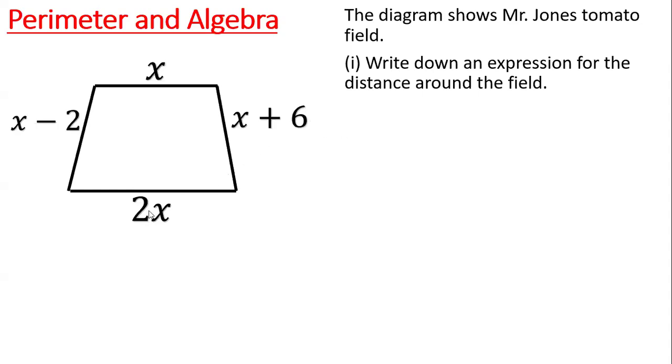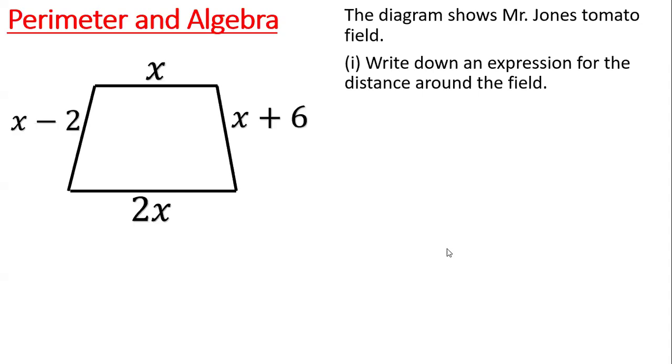So what do you think the answer is? Is it going to be 6 plus 2 minus 9? Well, what's it going to be? Genesis says, I really don't know. Okay. Mr. Petit, I think I know what it is. What do you think it is? I think it's x plus x minus 2 plus x plus 6 plus 2 times x. Okay. That's right. How did you get that?